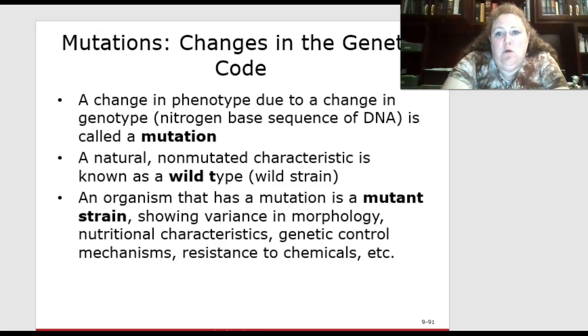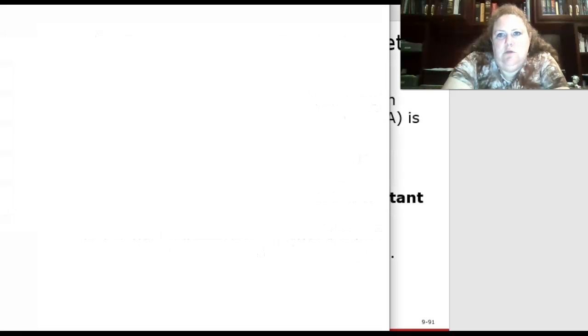Okay, so then let's talk about mutations. What happens when things go wrong? So, changes in the genetic code. A change in the phenotype due to a change in the genotype, which would be the nitrogen base sequence of DNA, is called a mutation.